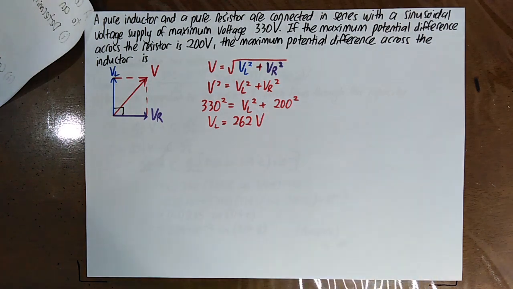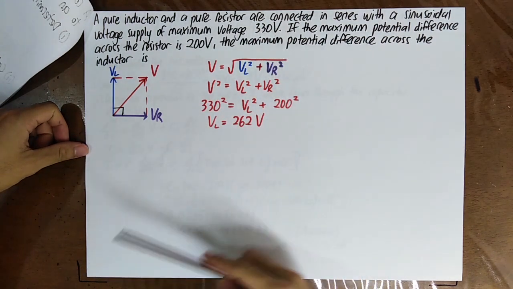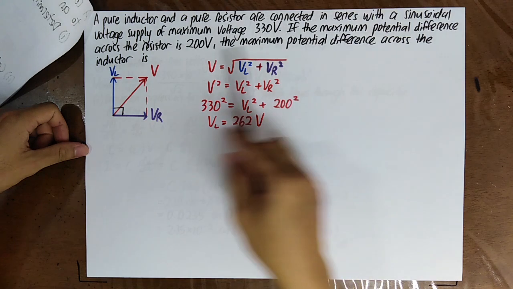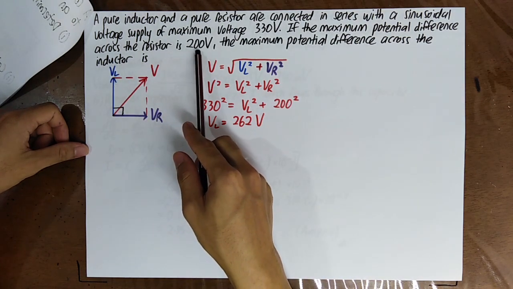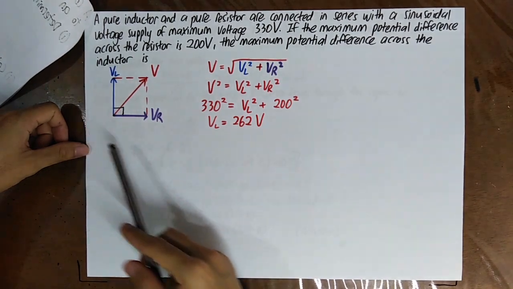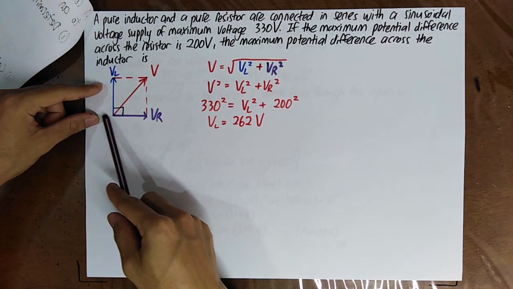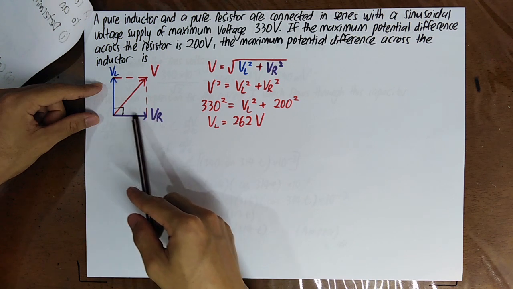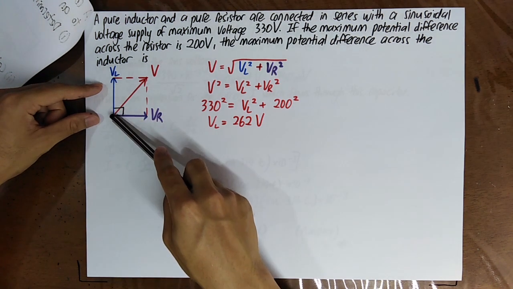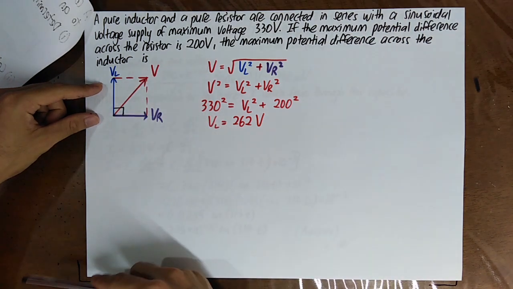A pure inductor and a pure resistor are connected in series with a sinusoidal voltage supply of maximum voltage 330 volt. If the maximum potential difference across the resistor is 200 volt, please find the maximum potential difference across the inductor. We know that the voltage of the inductor must lead the voltage across the resistor by 90 degrees. And then the voltage of the supply is like this.